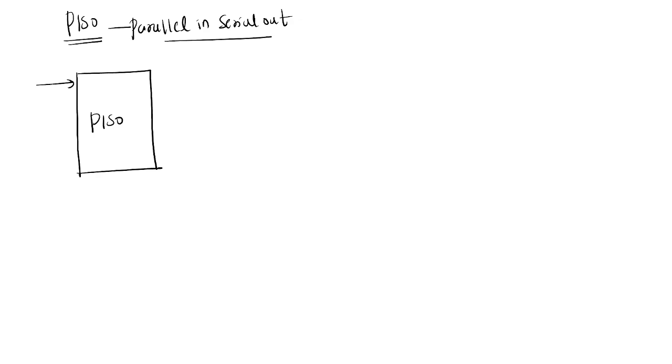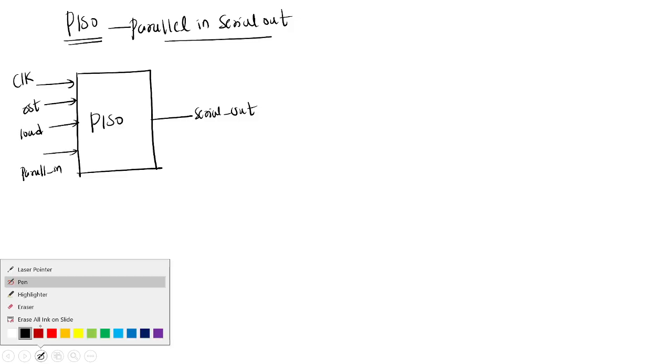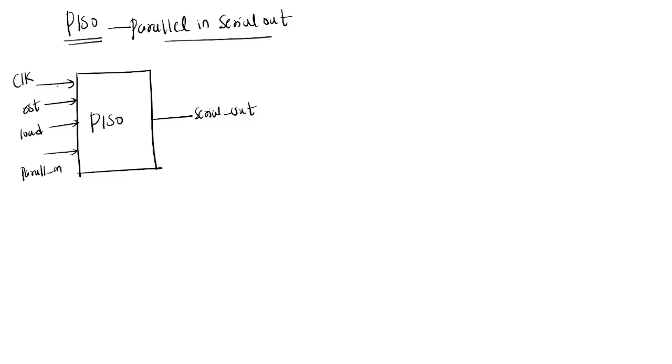So what are the inputs you have? You have clock and reset, and one more input, that is load. And you are loading the data, parallel_in. Okay, parallel_in, and the output is serial_out.